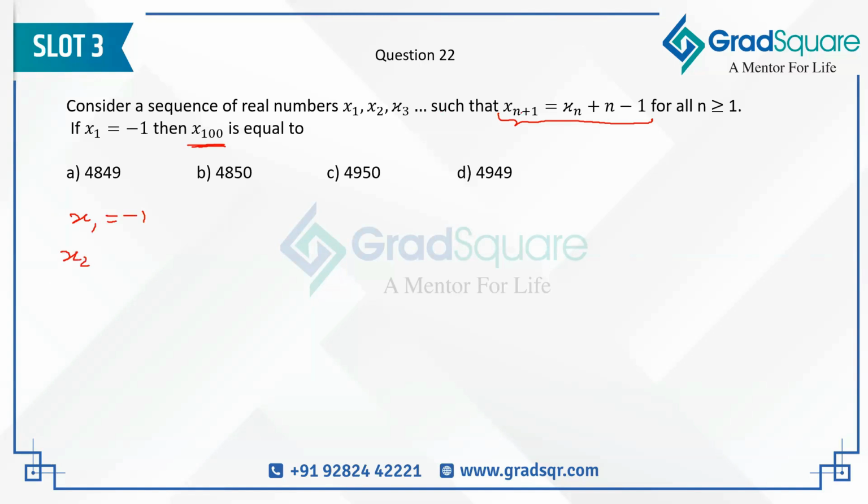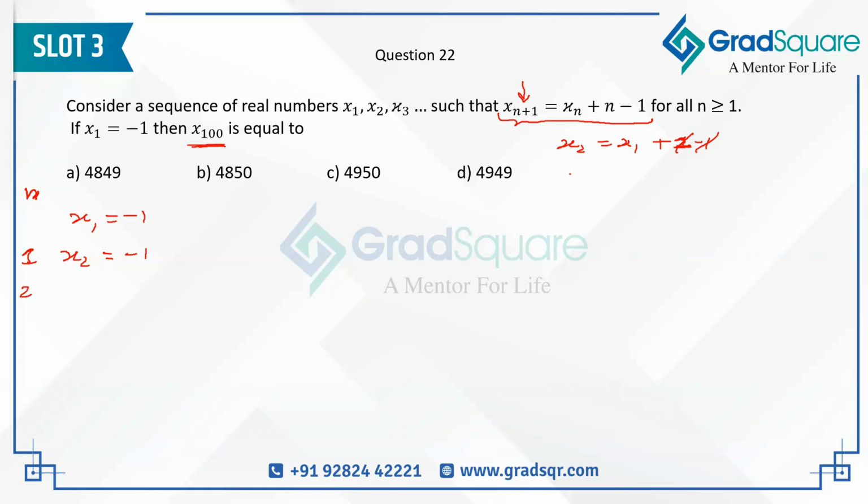What is x2? Now, in order to find the value of x2, I need the value of n as 1. So let me put the value of n over here. So n is equal to 1, and I need the value of x2. So what will I get? I will get x2 is equal to x1 plus 1 minus 1, correct? So 1 minus 1 will get cancelled out. It will be equal to x1. So this is turning out to be minus 1.